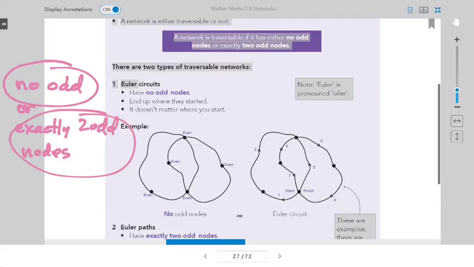Let's look at the examples they give you there. If you look at this one, it's even because there are 4. This one's even because there are 2. This one's even because there are two roads out. This one's even because there are 4. This one's even because there are 2. Since all of the degrees are even, that means there are no odd nodes. And if that's the case, then you can do a complete circuit of those.